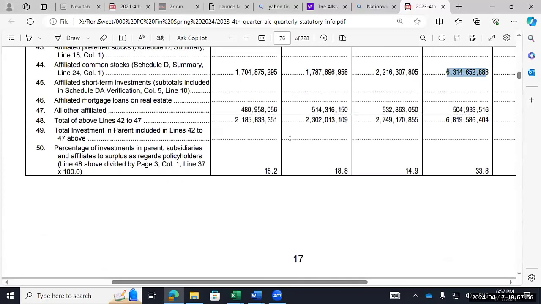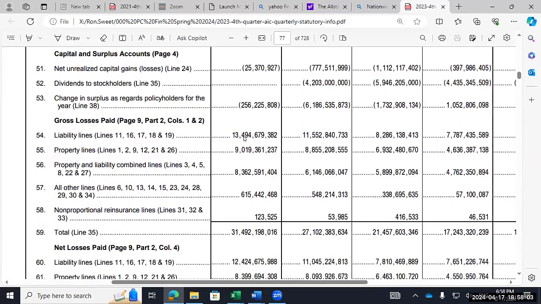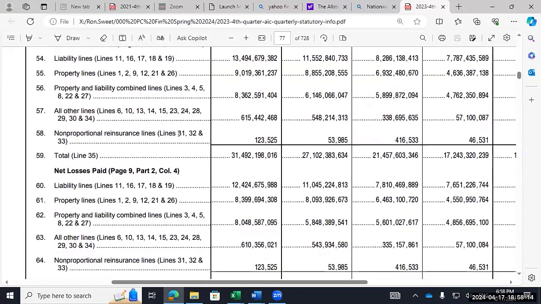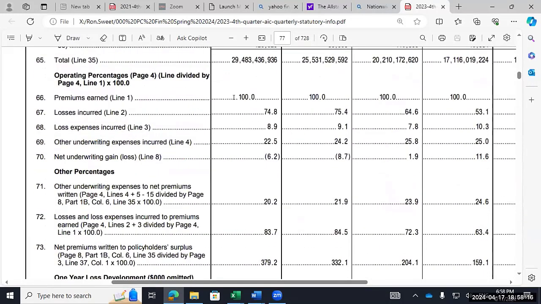So interesting. Here's all their affiliated assets went from 7 billion to 2 billion. Capital gains, gross losses, property lines versus liability lines. It looks like they both grew about the same. And then you get not quite the combined ratio. I wish it were a combined ratio, but this is kind of a common size income statement. But look at losses. They went from 53% to 75%.